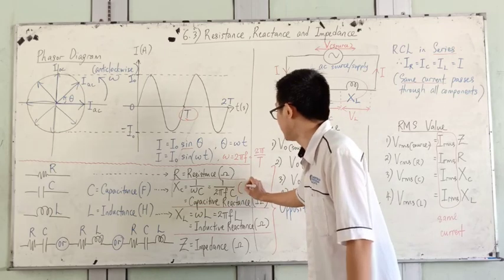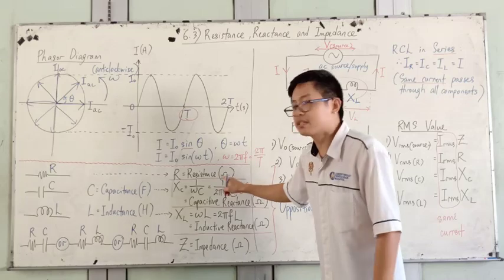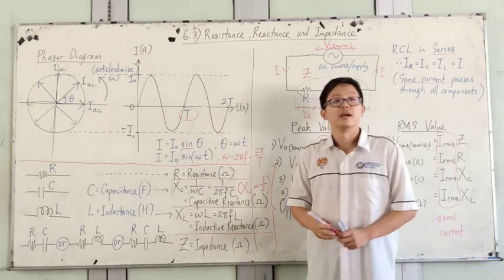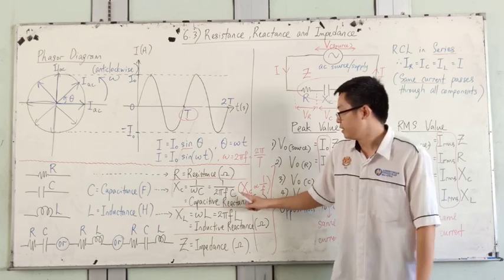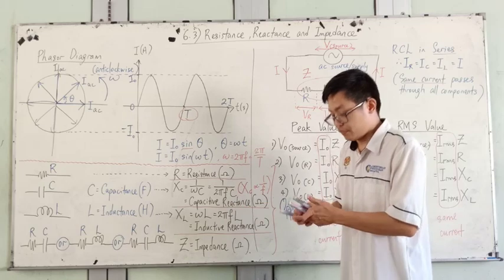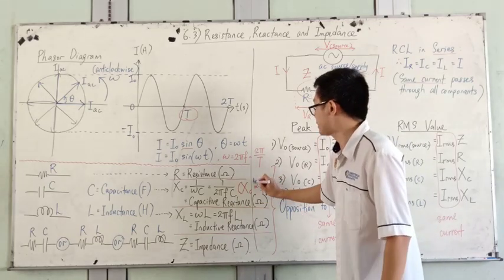And we can see here, Xc is inversely proportional to frequency. Do you see or not? Xc is inversely proportional to frequency. That means if frequency increases, Xc decreases.